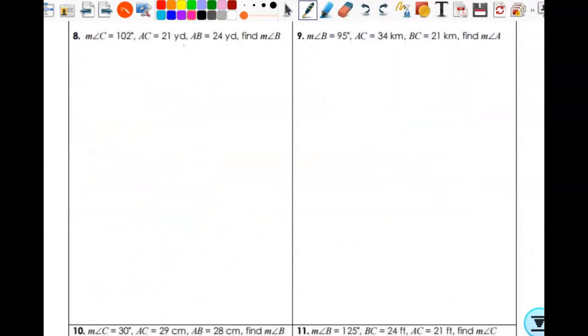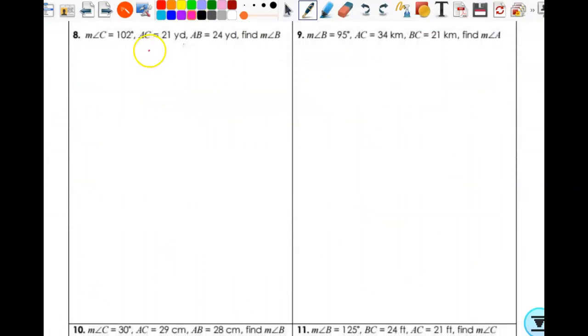All right, number 8. So here's my triangle, A, B, C. So the measure of angle C is 102. My triangle is clearly not to scale. I don't care, not worth redrawing. All I'm trying to do is label something. The length of AC is 21 yards. The length of AB is 24 yards. And I'm looking for angle B.